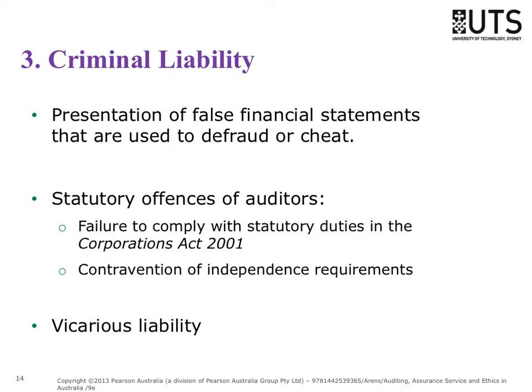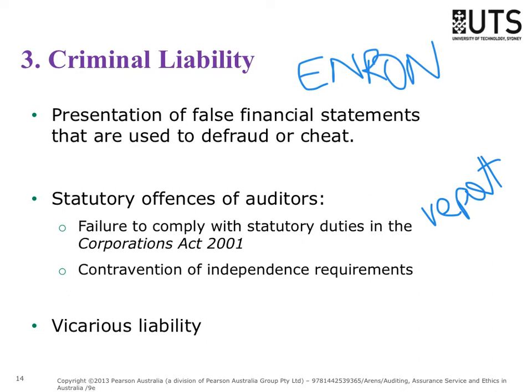So if we know things are false. This is the Enron situation, where the auditor knew that management weren't telling the truth, and they went through and agreed that the financial statements were correct anyway. So if we use false financial statements to defraud or to cheat, or if I fail to comply with my duties and I fail to report this information, if I know that's going on and I fail to report, then I could be in trouble, and also if I fail to be independent.